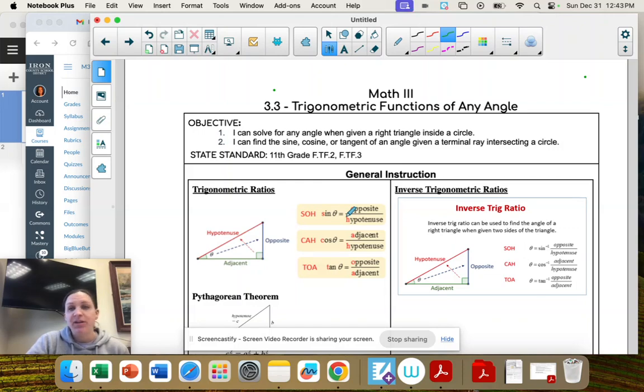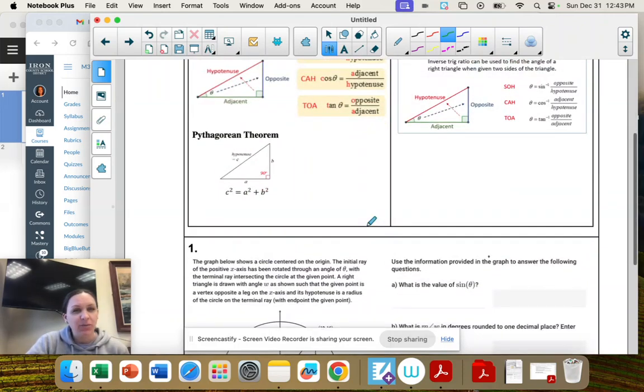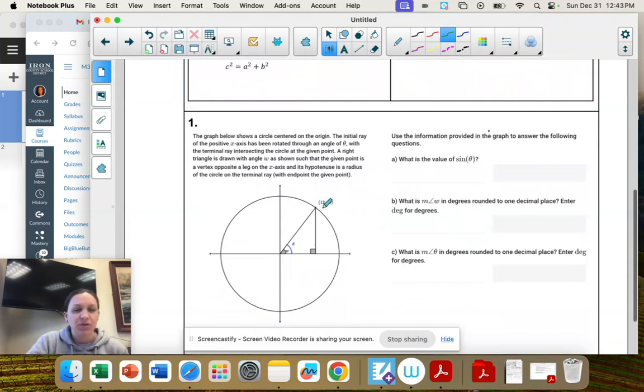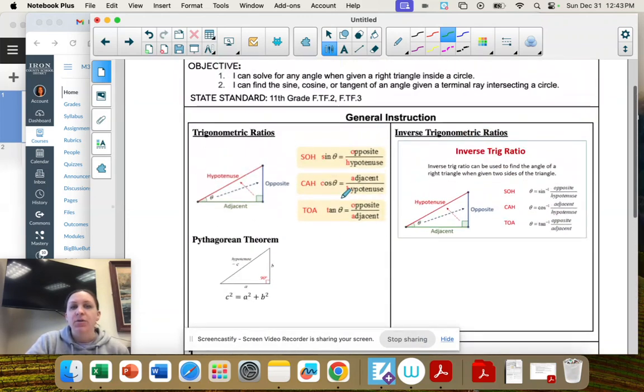So 3.3, it's what we've been doing, but now it's in a circle with different points. So you still need to remember SOHCAHTOA: sine is opposite over hypotenuse, cosine is adjacent over hypotenuse, and tangent is opposite over adjacent. Whenever you have a right triangle, you need to remember the Pythagorean theorem.